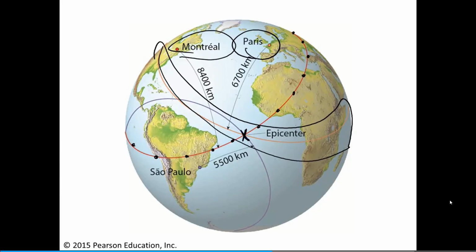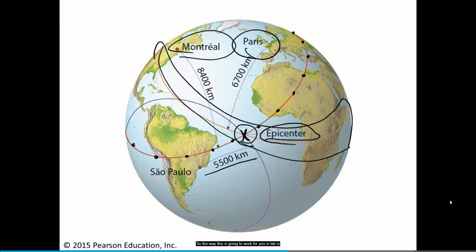of the world. And a third seismographic station, in this case Sao Paulo, Brazil, has a different distance to the earthquake. And in that case, that third circle intersects the other 2 circles at one location and one location only. That location is the epicenter of the earthquake.